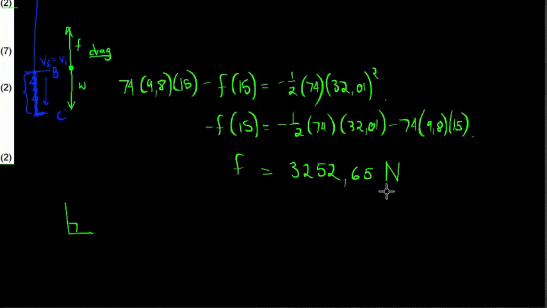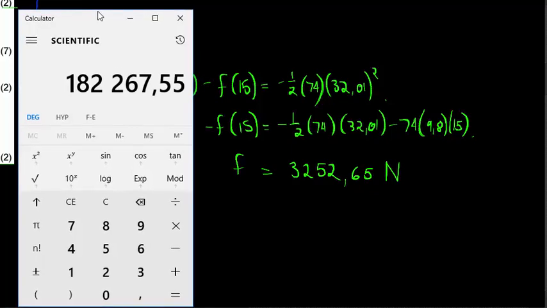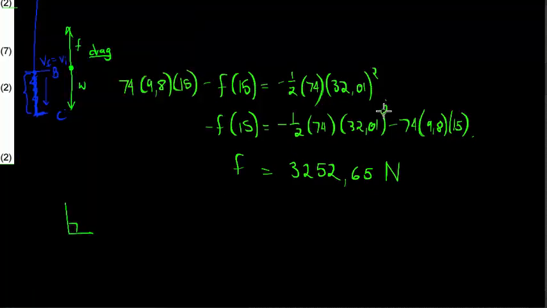That's a nonsense, heavy force. We're getting something different. Let me see what you did. We have 74 times 32.01 divided by 2, minus 74 times 9.8 times 15. I shouldn't be minusing, I should be adding. Some big numbers. Then that is divided by 15. Whoa! I doubt that's correct. Oh, I forgot to square this.